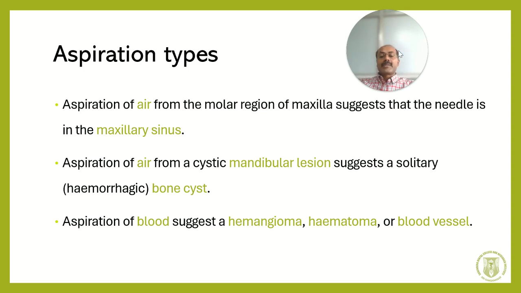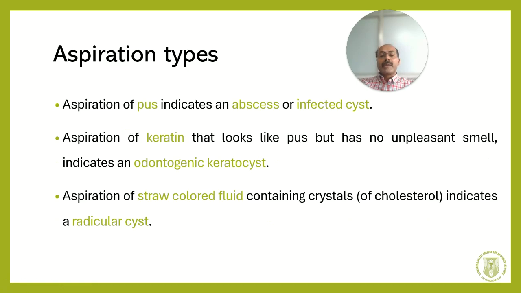Or suppose the aspirate is blood, it suggests that it is a hemangioma, a hematoma, or you have entered into a blood vessel. Aspiration of pus indicates it's an abscess or an infected cyst. Aspiration of keratin looks like pus, but it has a very unpleasant odor. It indicates it's an odontogenic keratocyst. And if the aspirate is a straw colored fluid and contains crystals of cholesterol, it definitely indicates a radicular cyst.